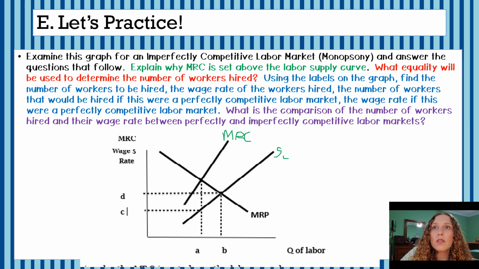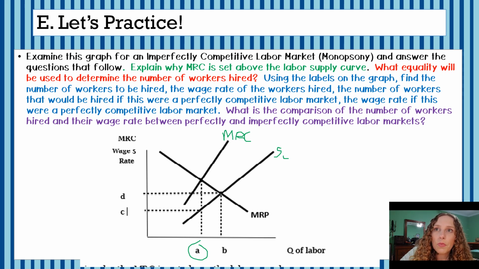Okay. Now we're going to use the labels on the graph to find the number of workers that would be hired, the wage rate of the workers, the number of workers that would be hired if this were perfect competition, and the wage rate if this were a perfectly competitive labor market. Okay, so let's begin with finding the number of workers to be hired. Well, that's going to be where MRC equals MRP. I'm sorry, I said that totally wrong. Where MRC equals MRP, that's where that is. Okay, so if we come down, that's the quantity. All right, so this would be our quantity, letter A. That is the number of workers that are going to be hired, okay?